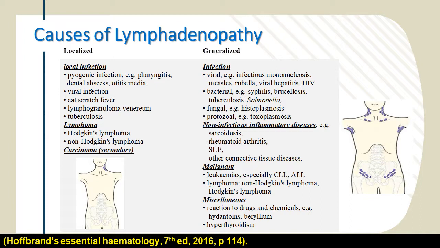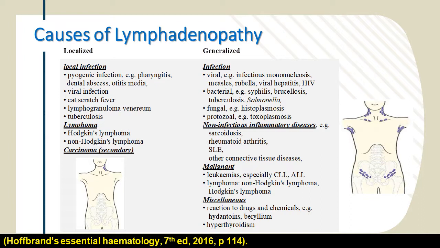The main causes of localized lymphadenopathy are local infection, such as pyogenic infection, viral infection, cat scratch fever. We will discuss this disease in this lecture, and even tuberculosis can present as localized lymphadenopathy. The other causes are lymphoma, which we will discuss in more detail in the coming lectures, as well as secondary carcinoma.